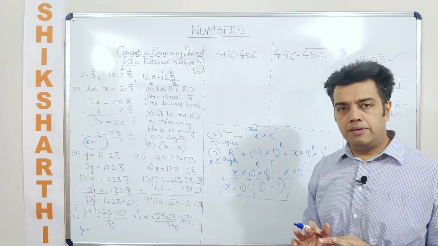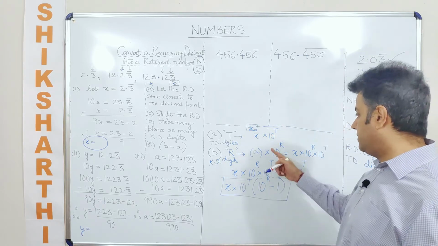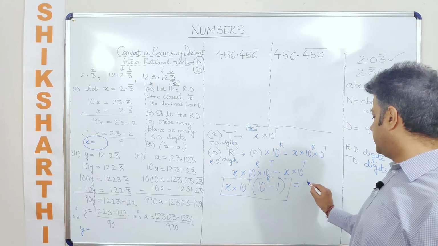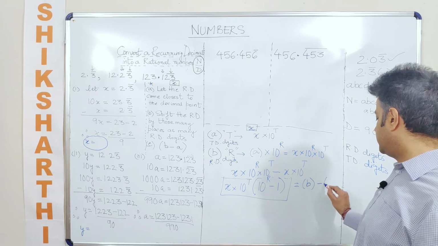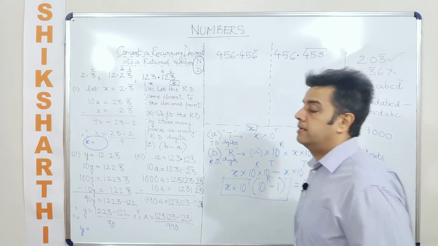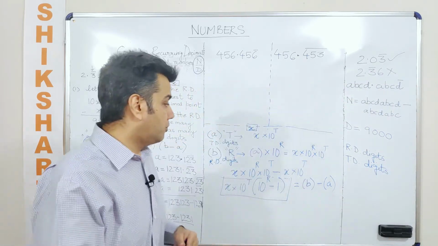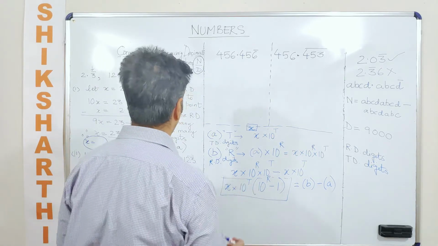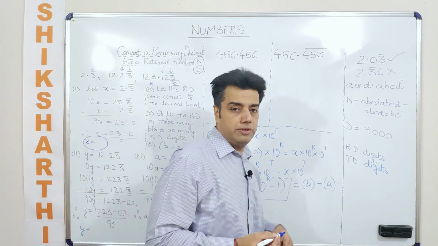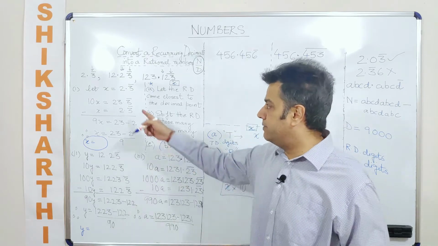Is this understandable? Okay, so now once you have done this, this is just like saying you are getting b minus a. So what will be the value of x from here? The value of x from here is what we are going to find out in a few minutes.